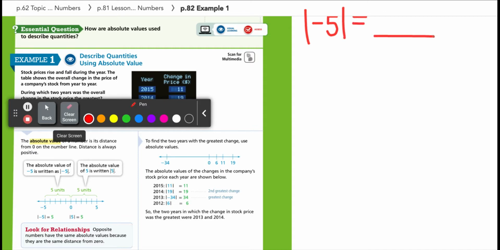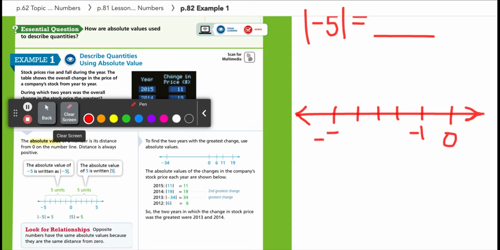So let's think of a number line here. If I'm going to make my number line, and you should be sketching this in your notebook, we have 0. So -5 is going to be to the left of 0: -1, -2, -3, -4, -5. Okay, so I'm finding the absolute value of -5. How far away is -5 from 0? That's what the question is asking us.